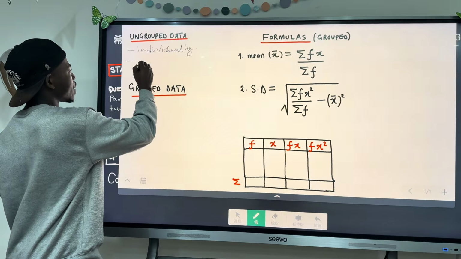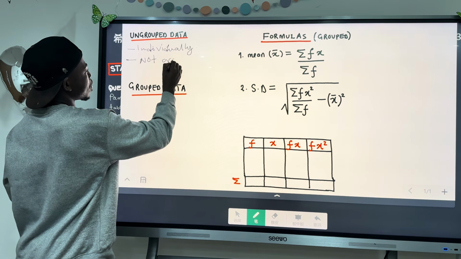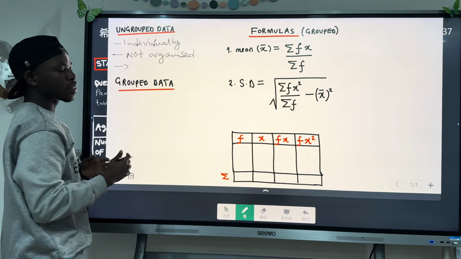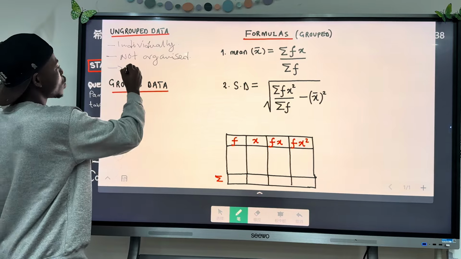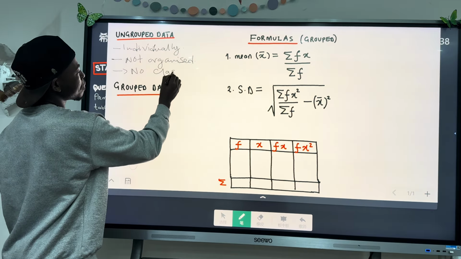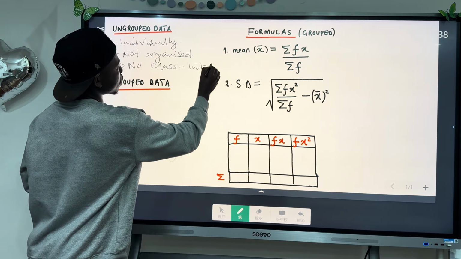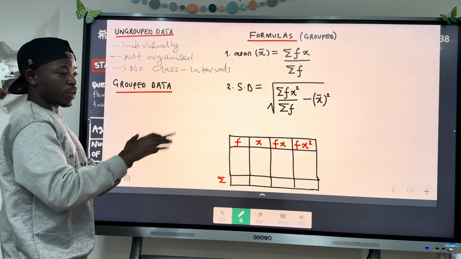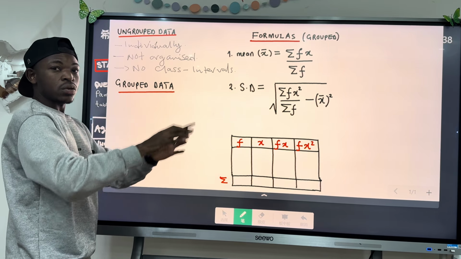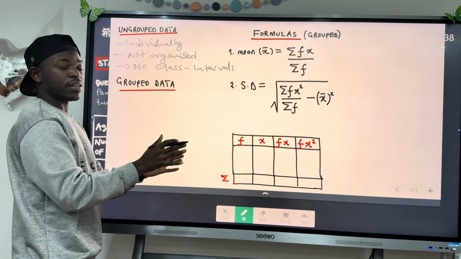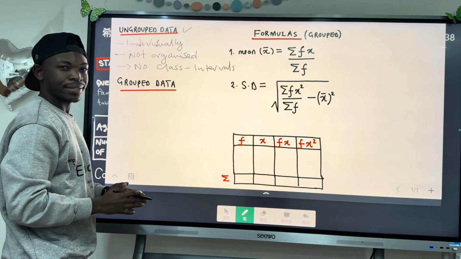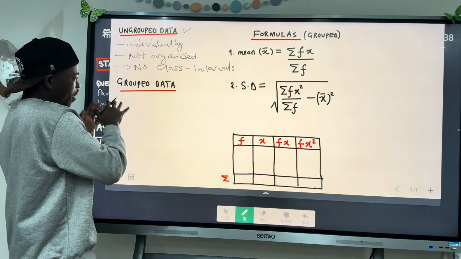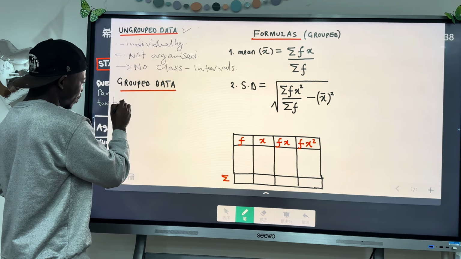It's not organized, but what I mean is it's not put in class intervals. So there are no class intervals here. Once you see something like this, where we have an individual data set and it's not in any class, there are no class intervals, then we have ungrouped data. Otherwise, we have grouped data. By grouped data, we mean there are class intervals here.